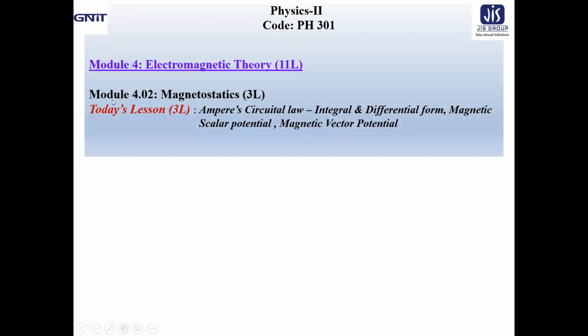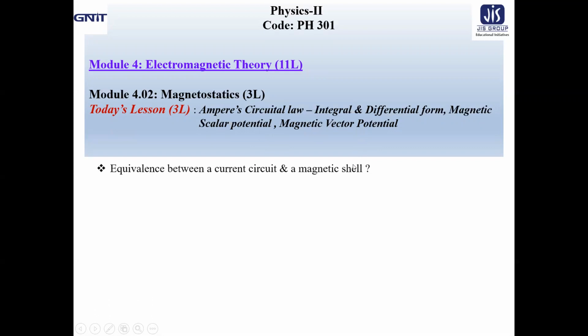So we are doing submodule 4.02 of module 4. It covers the magnetostatics part, and there we have 3 lectures. Incidentally, today we are going to start our lesson with the third lecture. This third lecture will cover Ampere's circuital law, the integral and the differential form, both we will discuss. Then we will go for magnetic scalar potential and the magnetic vector potential.